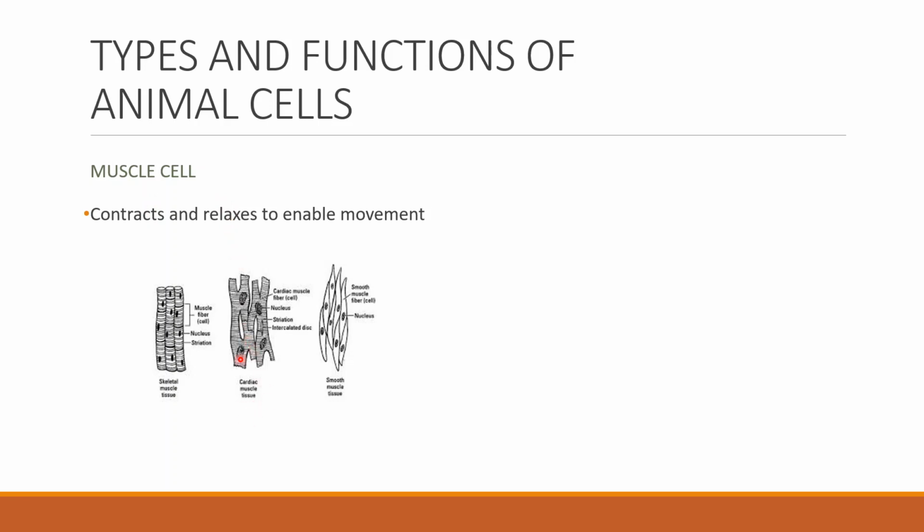Cardiac muscle tissues, which are shaped like this or structured like this, are especially for the cardiac area, which is the heart. So these muscles can be found at the heart. I don't want to go into this, so all you have to know is that muscle cells contract and relax to enable movement for any part of the body. You will learn it in your Form 4 biology again, so look forward to it.